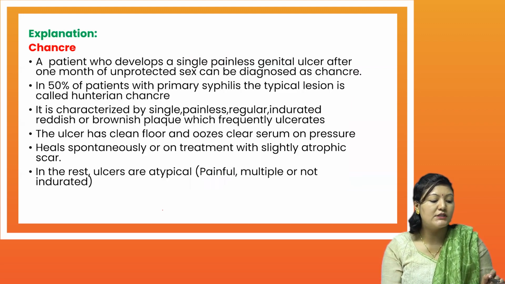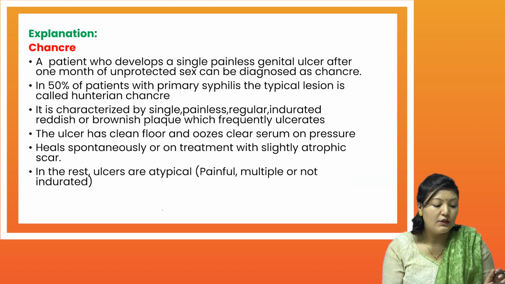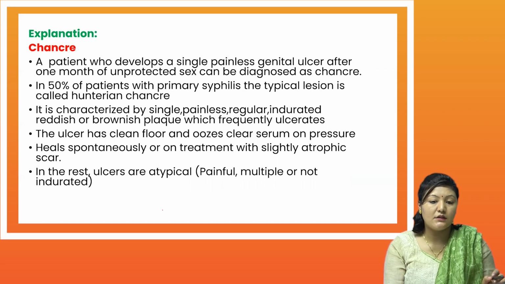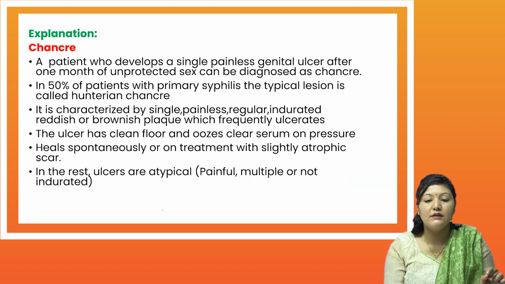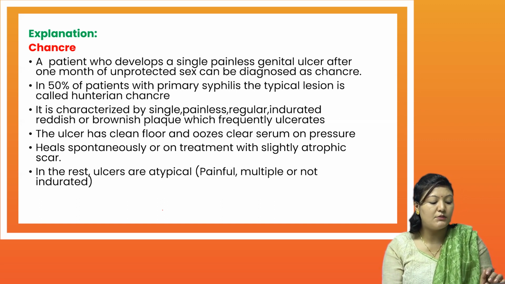Now explaining what is chancre. A patient is developing a painless single genital ulcer after 1 month of unprotected sexual contact. So this is a case of chancre. In 50% of patients with primary syphilis, a typical lesion is present that is called chancre. This is characterized by a single painless regular indurated reddish or brown plaque that frequently ulcerates. The ulcer has a clean floor and it oozes clear serum on pressure. Without treatment it heals spontaneously within 2 to 3 weeks, or on treatment with a slightly atrophic scar. In the rest, ulcers are atypical, painful, multiple, or not indurated.